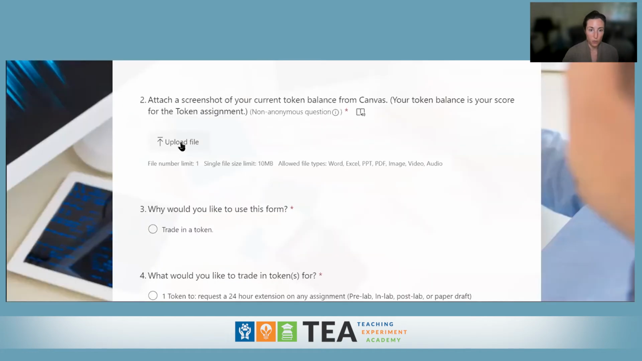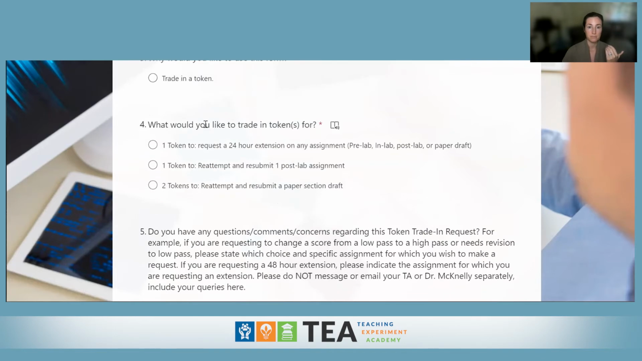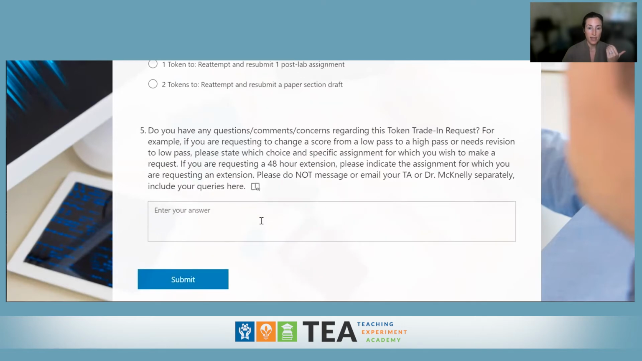And then if I go back to the form, they have to upload that file. And that's just a check to make sure that they're not saying, you know, I have 5 tokens, but they only have 3. It also just acts as a kind of check and balance for me and the TAs. We have a record of those token screenshots. They then have to tell me how to use the form. Sometimes they can also trade in or select an option to try and earn an extra token. They have to tell me what they want to trade a token in for. And then if they have any comments or questions, they put it here.